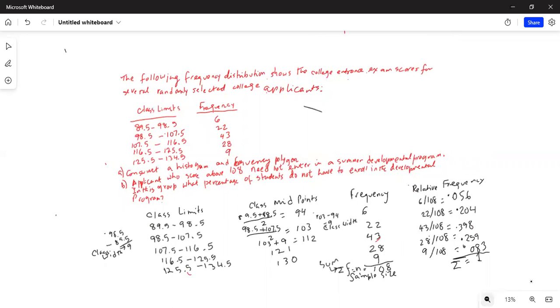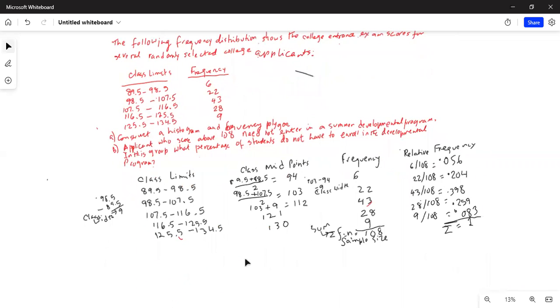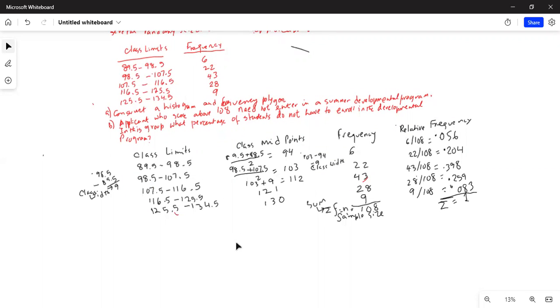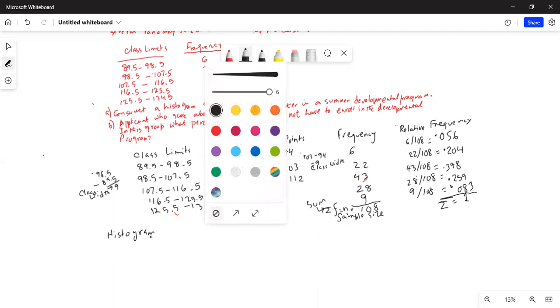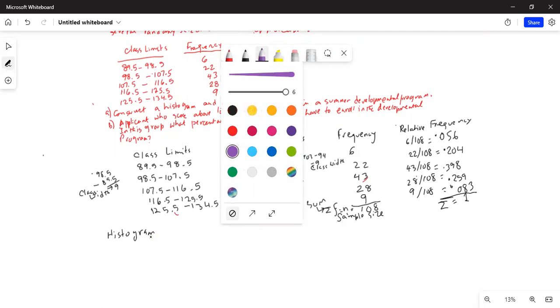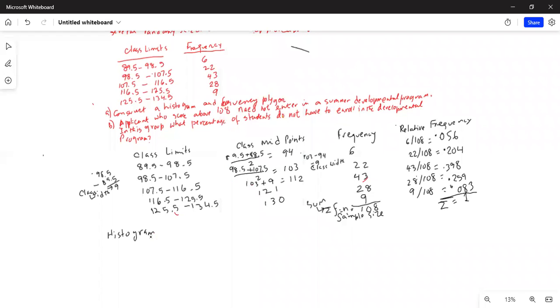Okay. So construct a histogram and a frequency polygon. First we will do the histogram. For that, we will create some space for us by moving this thing up. Let me use a different pen. Okay, so let's do the histogram.